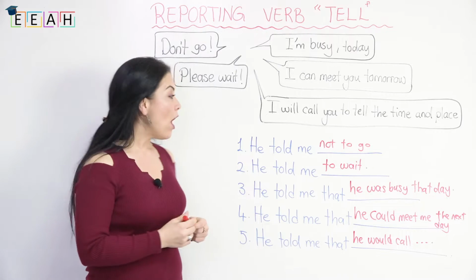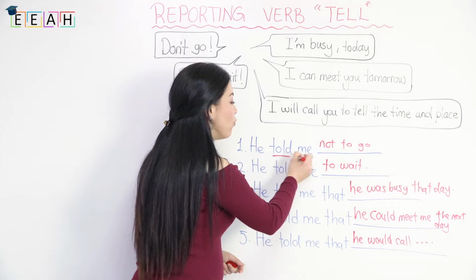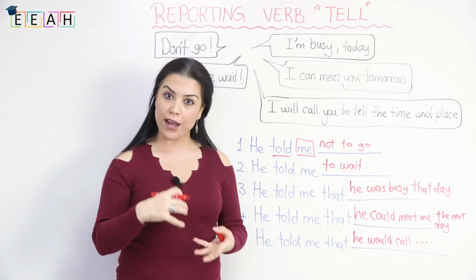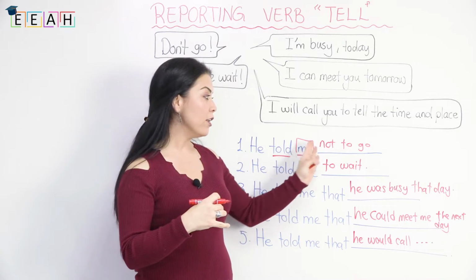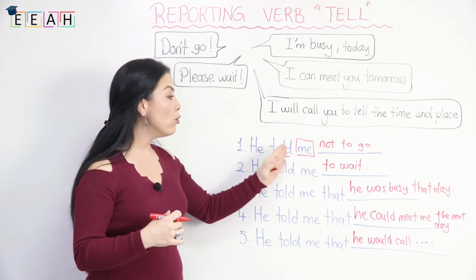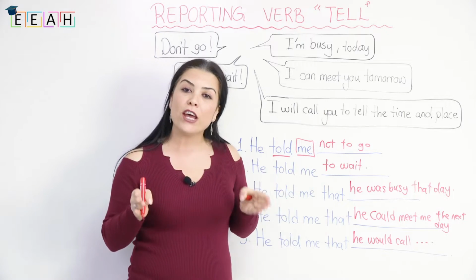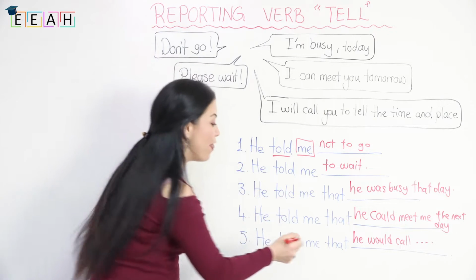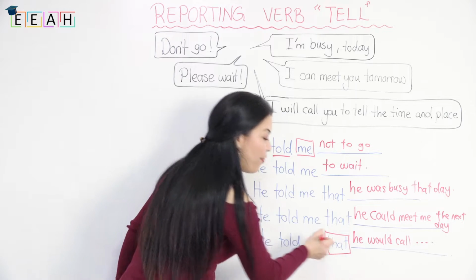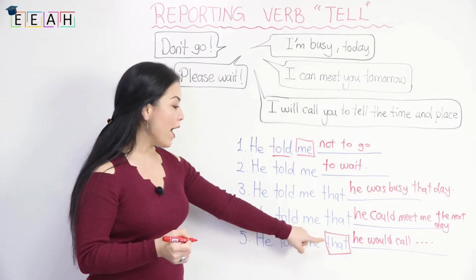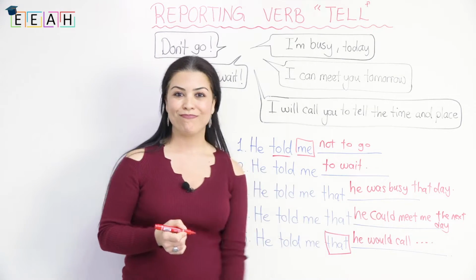So here, after the verb tell, we always have the pronoun, right? He told me not to go, or he told me to wait. If there is a full sentence, then you need to add that. He told me that he would call.